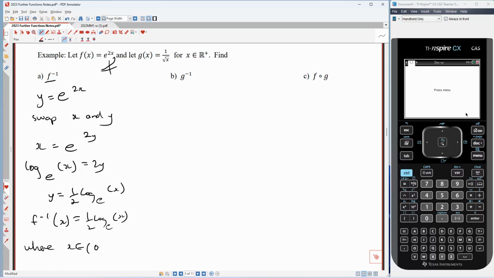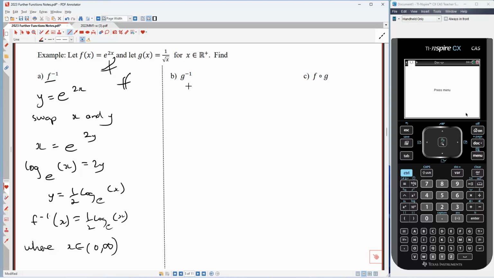So that is going to be the domain of the log, 0 to positive infinity. And that makes sense because when that's inverted, it'll become that. Okay, so domain will be 0 to positive infinity. Alrighty, so that's the first one done.